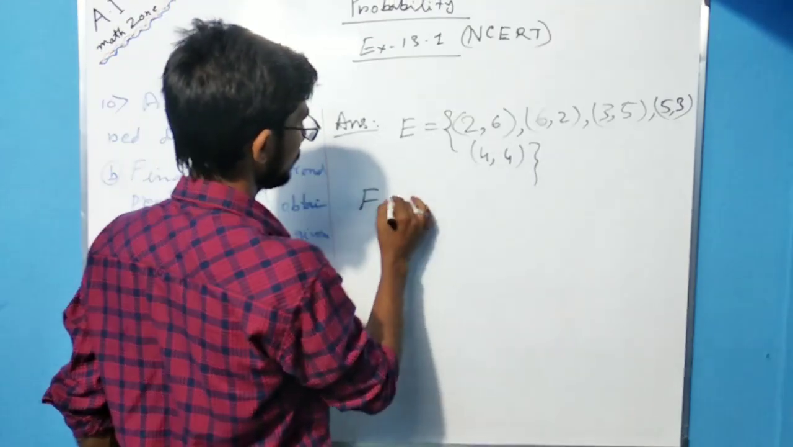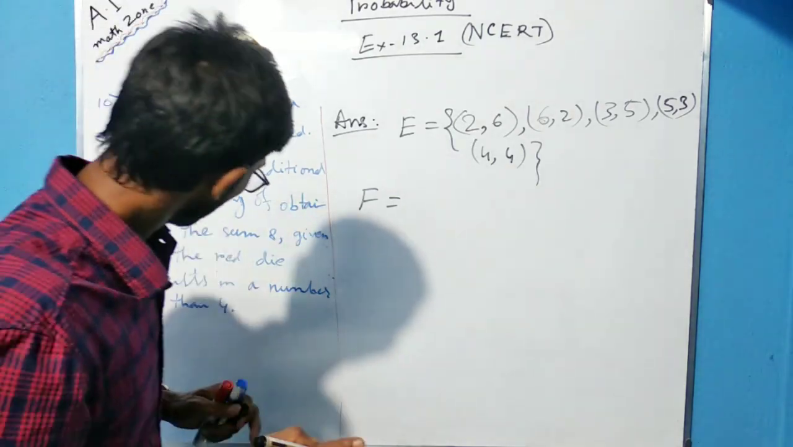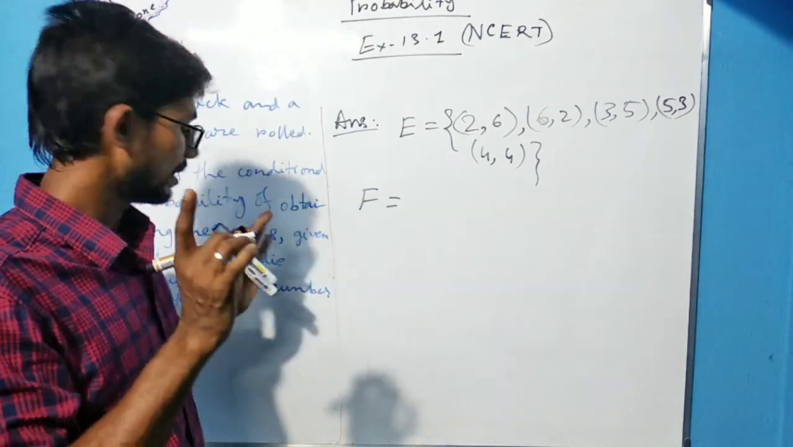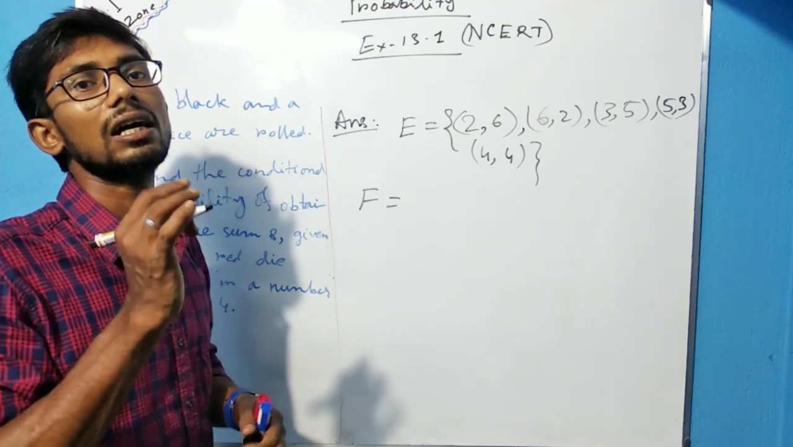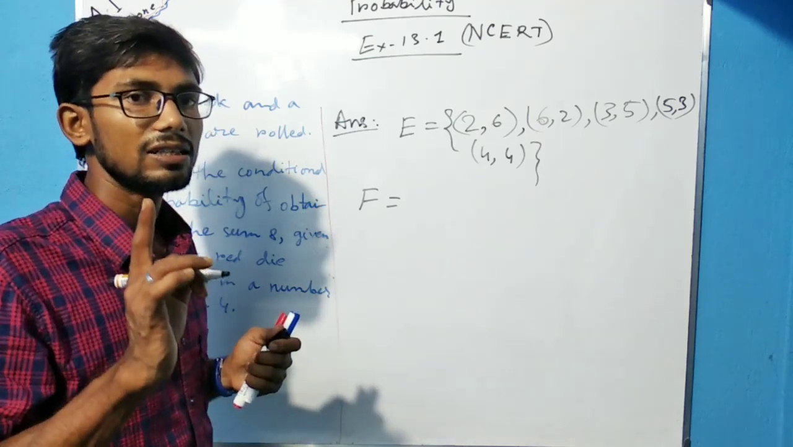And F, what is F? F is the event where the number appearing in the red die is less than 4.